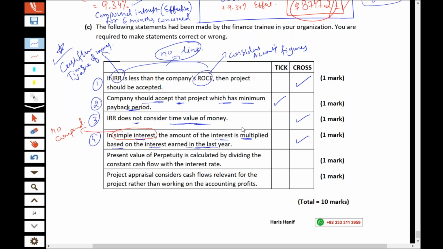Number five, present value of perpetuity. I have to explain this. Number six, project appraisal considers cash flows relevant for the projects rather than working on the accounting profits. Is the number six statement right or wrong? Yes, sir, it is right. Now I have to explain the concept of perpetuity and what perpetuity is.